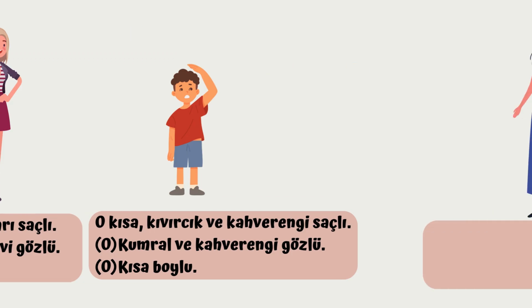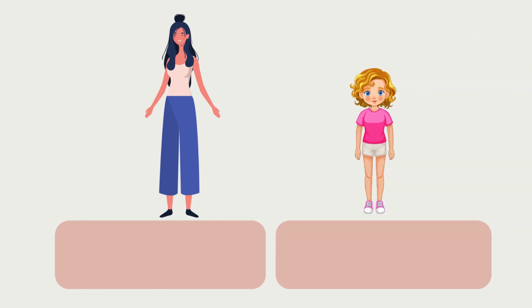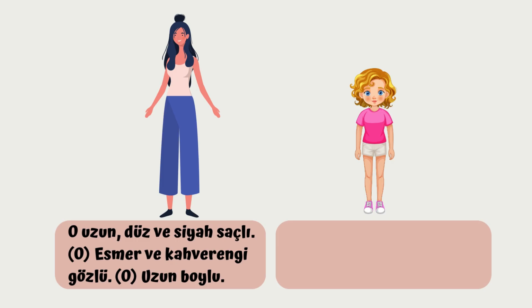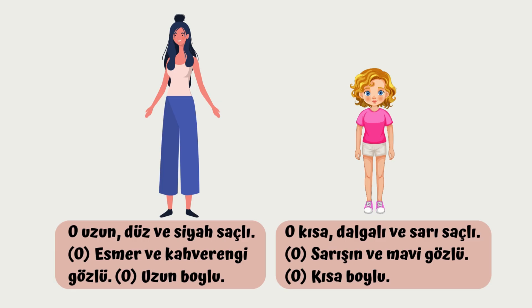Okay, and next picture. Can you do it yourself first? You can pause here again and I'm going to give the answers. Are you ready? So for the first woman, o uzun, düz ve siyah saçlı, esmer ve kahverengi gözlü, uzun boylu. And the next little girl, o kısa, dalgalı ve sarı saçlı, sarışın ve mavi gözlü, kısa boylu.